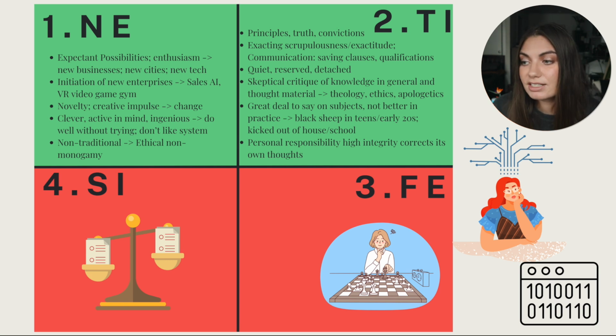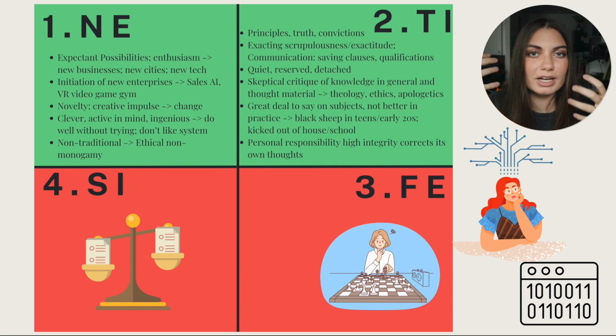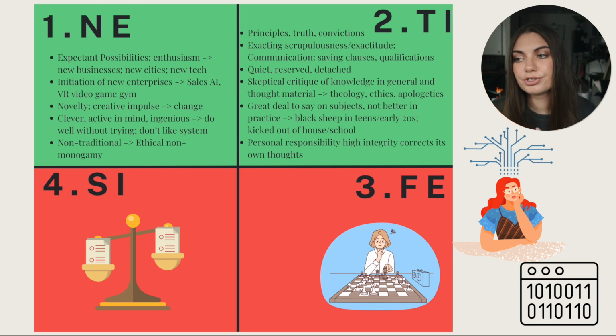And introverted thinking has a high level of personal responsibility, high integrity. It corrects its own thoughts. So it's going inward and it's introspecting. Where could I be wrong? What do I think about this? And so it's taking the posture first of, where could I be wrong?